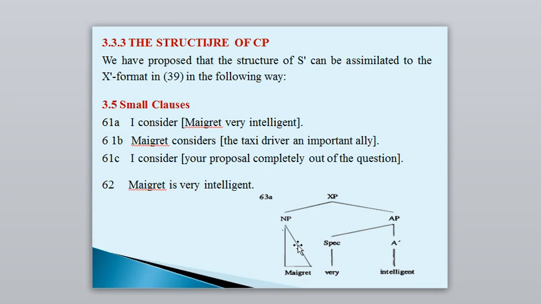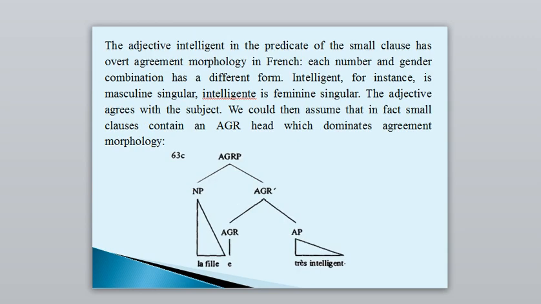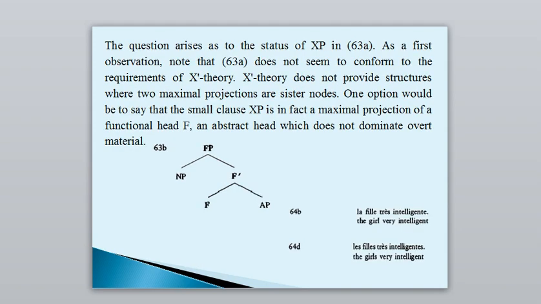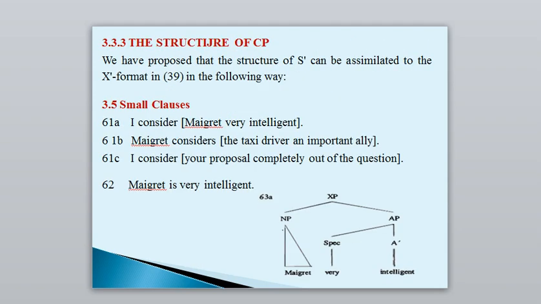So look at the tree diagram of the small clause, Margaret very intelligent. We have an XP, which consists of the subject NP, Margaret, and the adjective phrase, very intelligent. Intelligent is an adjective, so we have an adjective phrase, and very we put in the specifier of the adjective phrase. But what is the structure of these XPs of small clauses?